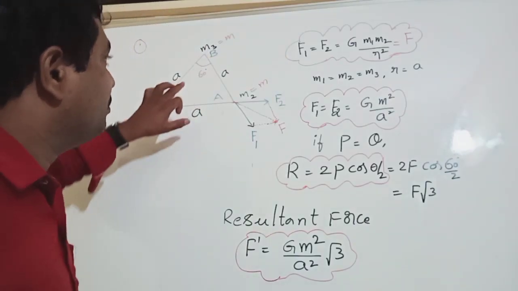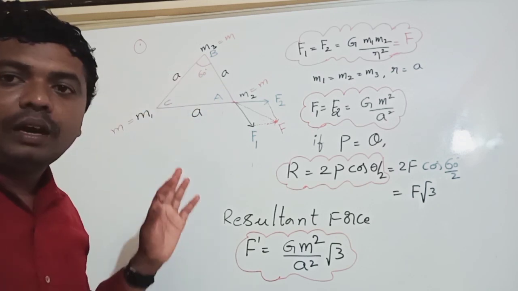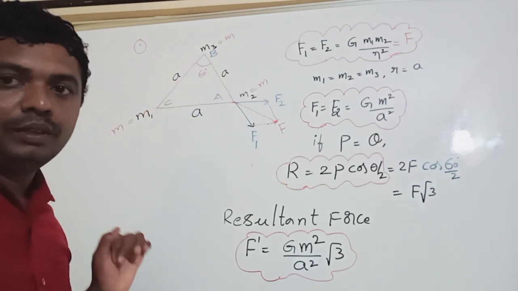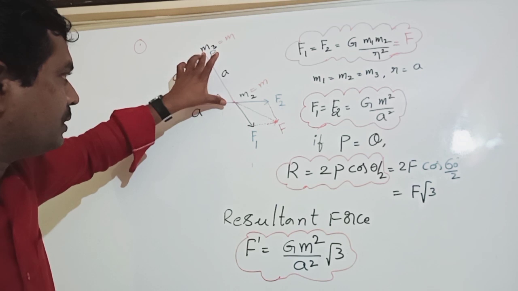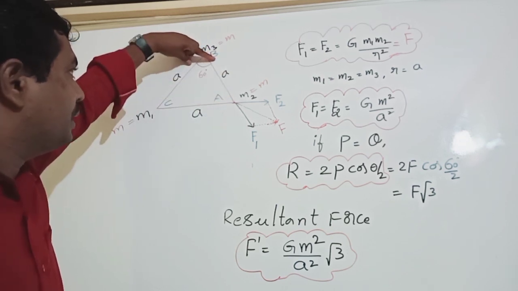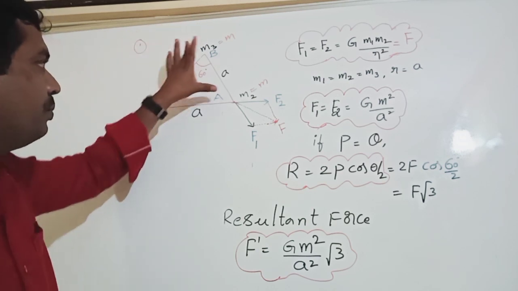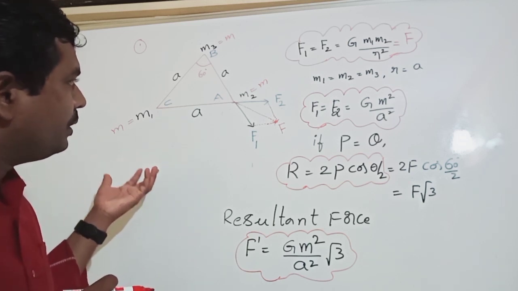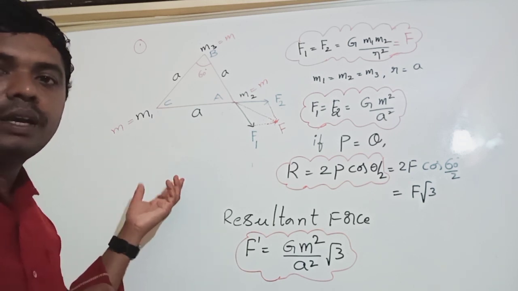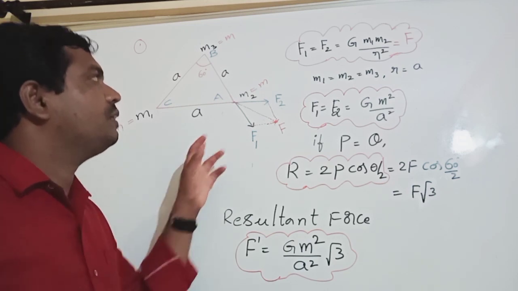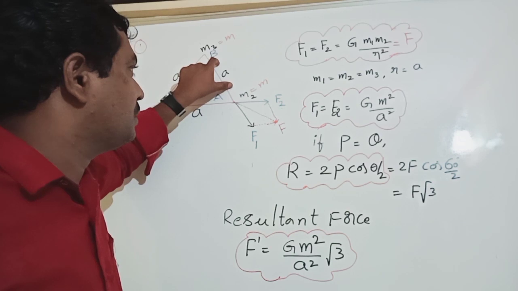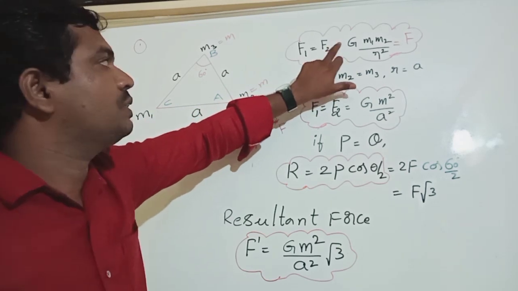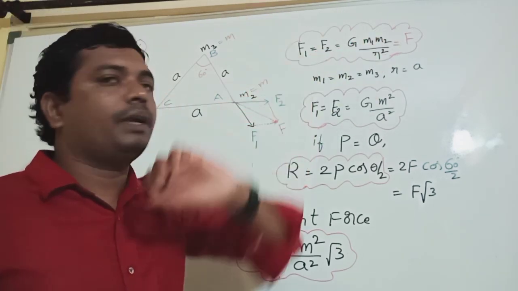Let us consider three masses m1, m2 and m3. The three identical masses are placed at the corners of an equilateral triangle ABC. The length of each side of this equilateral triangle is a. The angle between any two sides is equal to 60 degrees, and we are going to calculate the force between any two masses and the force experienced by any one of the masses. Since the masses are the same and the distances are the same, the forces are also the same: F1 is equal to F2, which is equal to G m1 m2 by r squared, that is F.